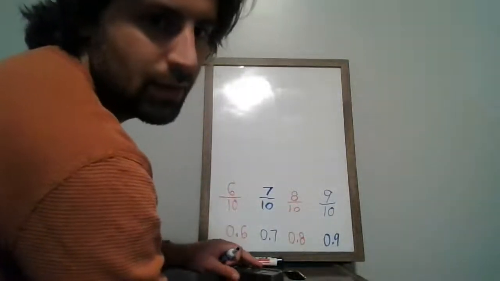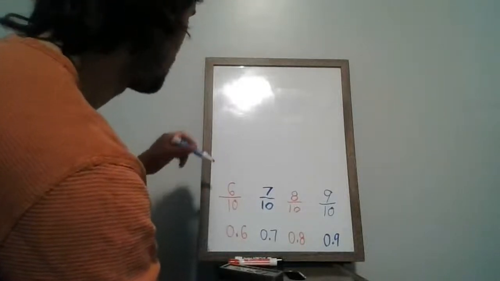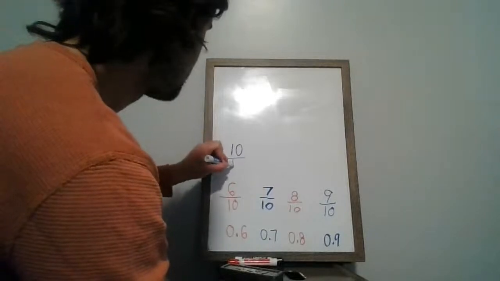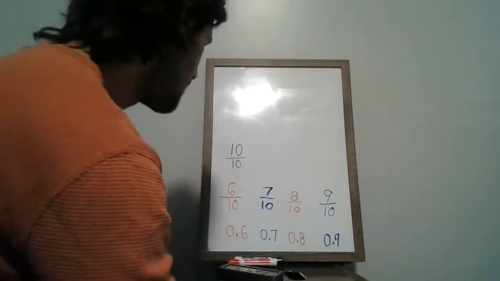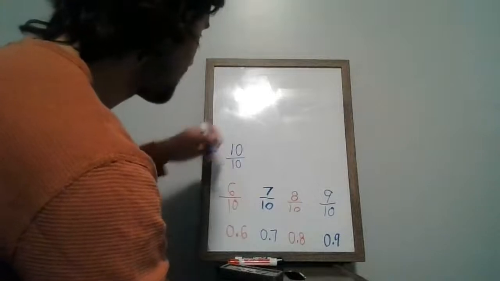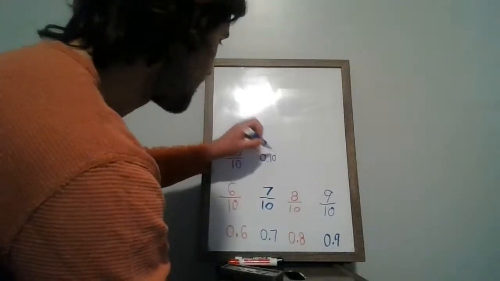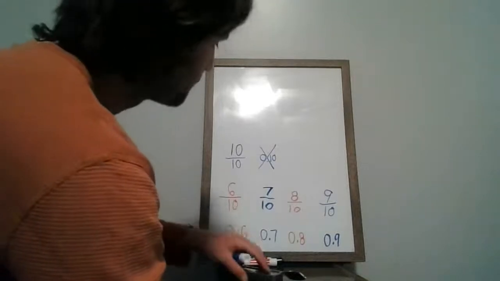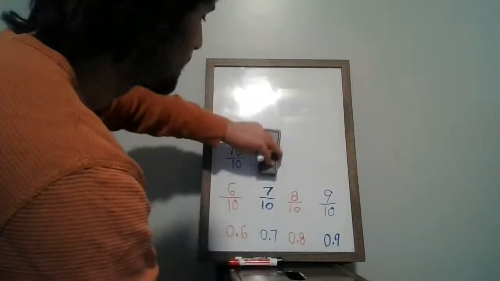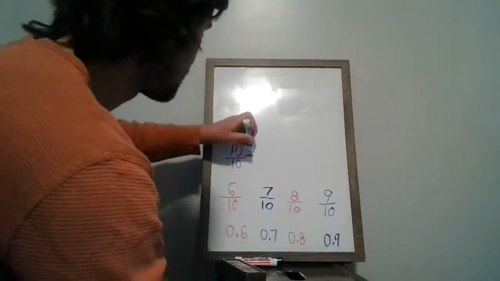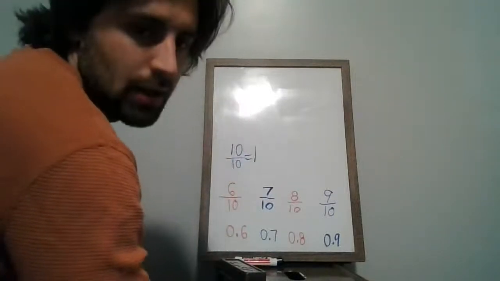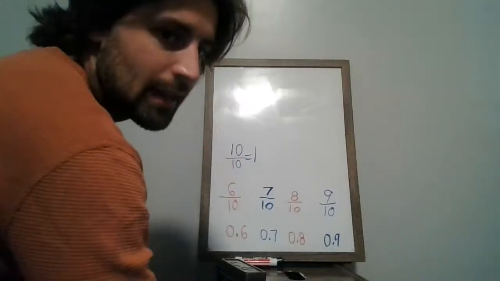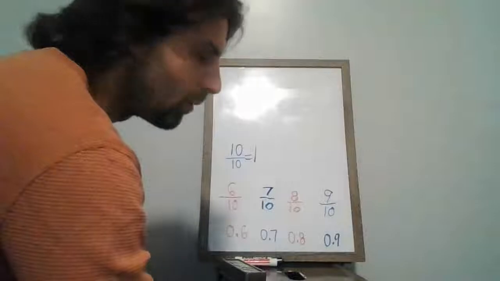So maybe I could write it above. So 10/10 would be a little bit different. Now, if we were continuing with the same pattern, you would think that this is how you would write 10/10 as a decimal, but that's wrong. That's not how you do it, because 10/10 is equal to 1 whole. If somebody eats 10 out of 10 slices of pizza, they've eaten 1 whole pizza.